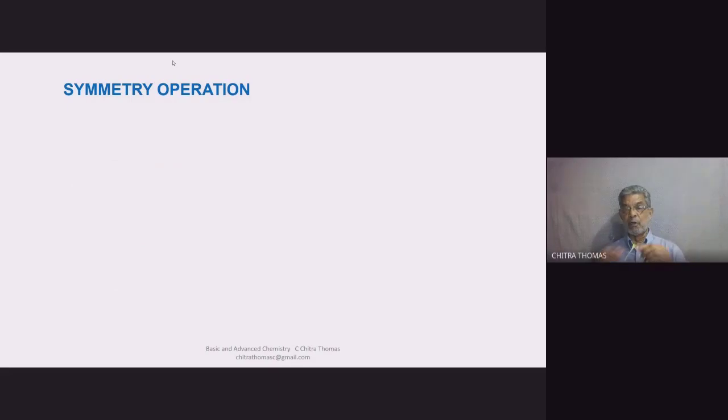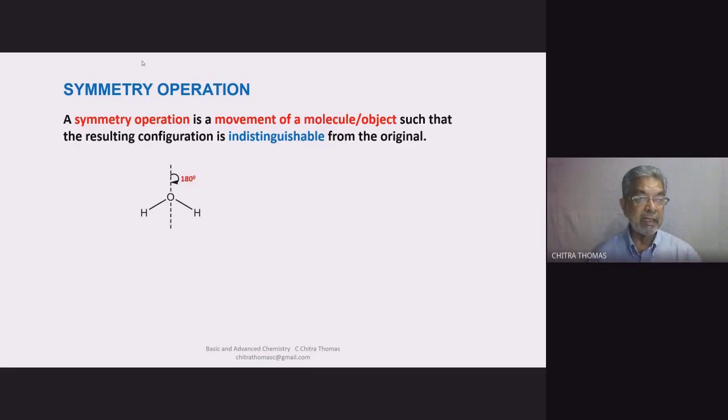Now, what is symmetry operation? An operation will be called a symmetry operation only if it satisfies a particular condition. A symmetry operation is a movement of a molecule such that the resulting configuration is indistinguishable from the original. See, suppose I hold this molecule, I rotate it about this axis through 180 degree. Then I get this configuration. This is diagrammatically represented like this.